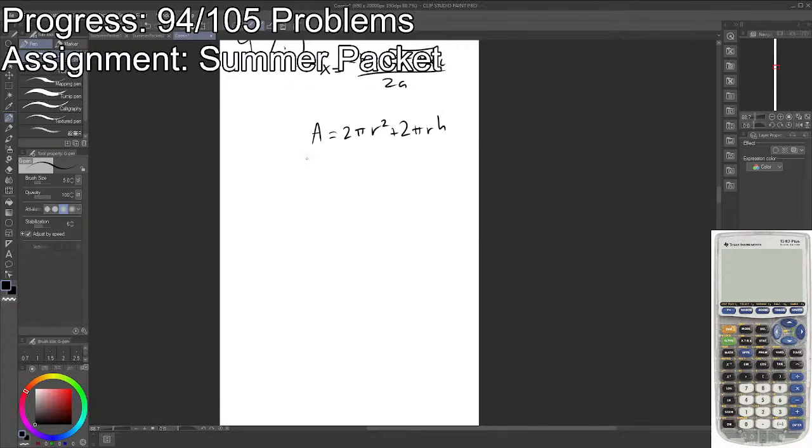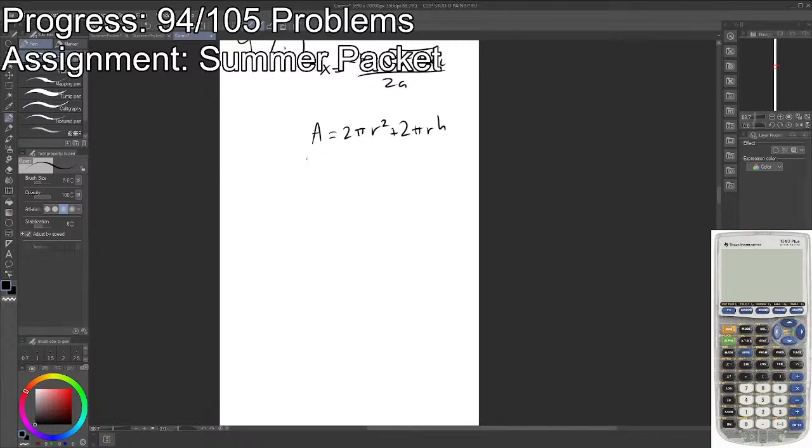Still don't understand. Photomath, please help me out, man. I think I'm using Photomath a little too much. Whatever. Photomath solving for H. Here, solve for R.